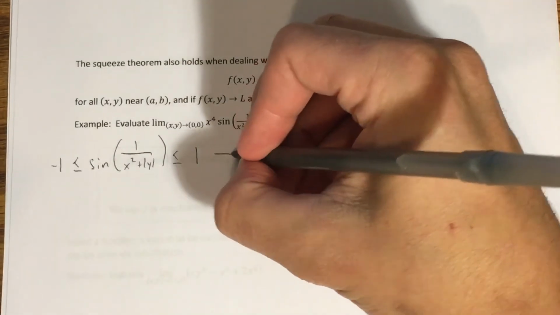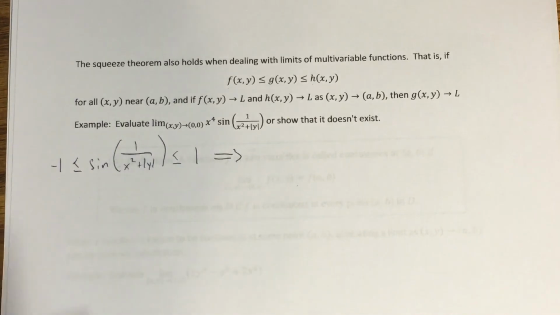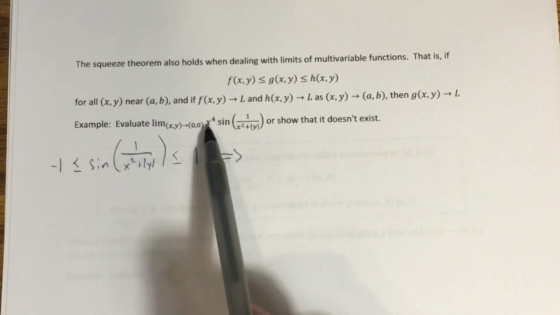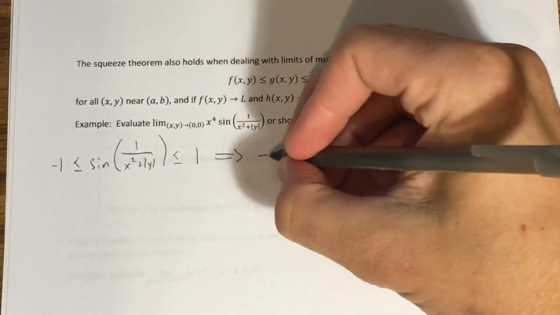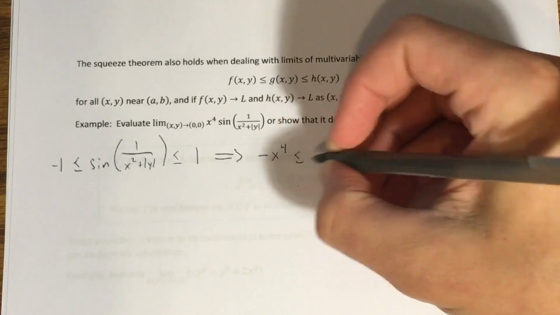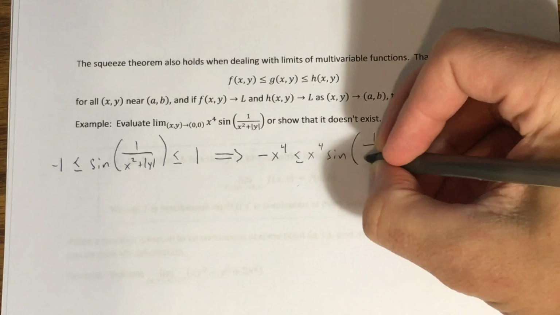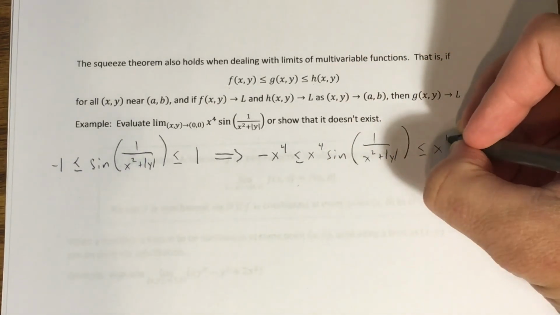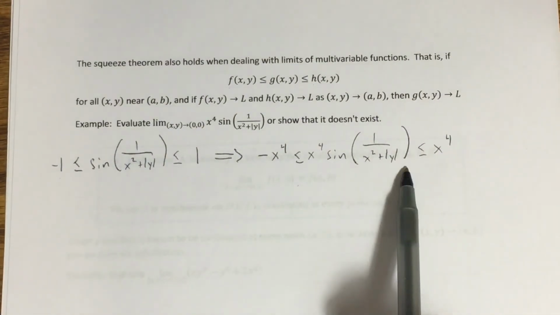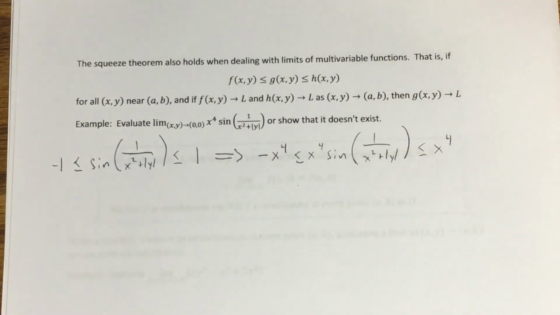Okay, but if that's the case, I can multiply all three parts of this inequality by this x to the fourth out here so that the expression in the middle looks like the thing I'm taking the limit of. That gives me negative x to the fourth less than or equal to x to the fourth sine of 1 over (x squared plus the absolute value of y), which is less than or equal to x to the fourth. And now if you notice, I have that compound inequality similar to the statement of the squeeze theorem up here.